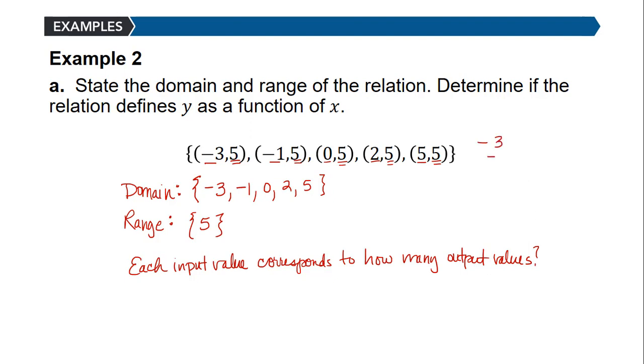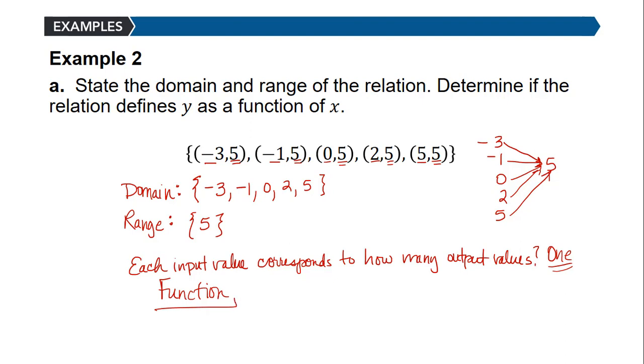You can also see it if I list them in two columns: list all of the x values in a vertical column, so -3, -1, 0, 2, and 5, and list all of the y values in a second column, and we only have the number 5, and then draw a line to represent the correspondence. So -3 corresponds to 5, -1 corresponds to 5, 0 corresponds to 5, 2 corresponds to 5, and 5 corresponds to 5. But notice I only have one line drawn from each of these input values, so they only have one output value. So because every input value has only one output value, this relation is a function.